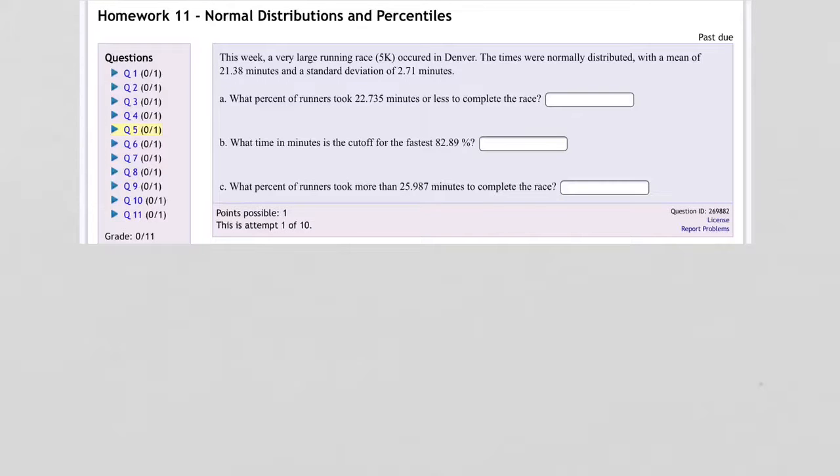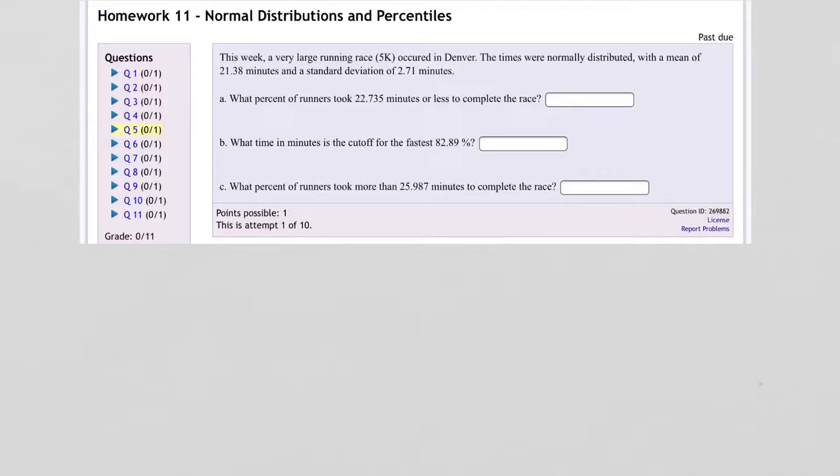This was a homework question, from homework 11, problem 5. This week, a very large running race occurred in Denver. The times were normally distributed with a mean of 21.38 minutes and a standard deviation of 2.7 minutes. What percent of runners took 22.735 minutes or less to complete the race?